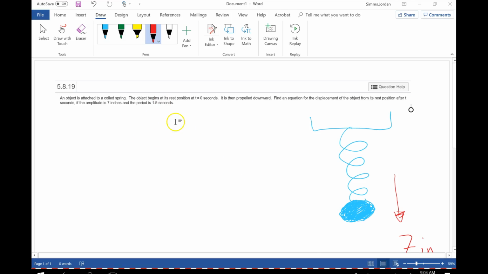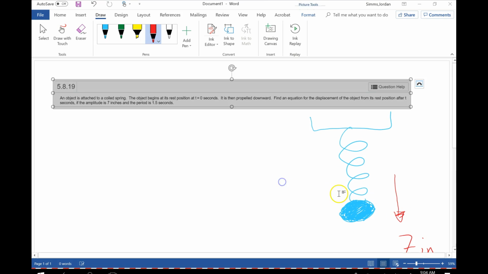So, of course, we're talking about a sine function here, right? And I know that because it's telling us that the object begins at rest at its rest position at t equals 0 seconds. So that means it's not moving initially, which means it's a sine function. All sine functions start at the origin.